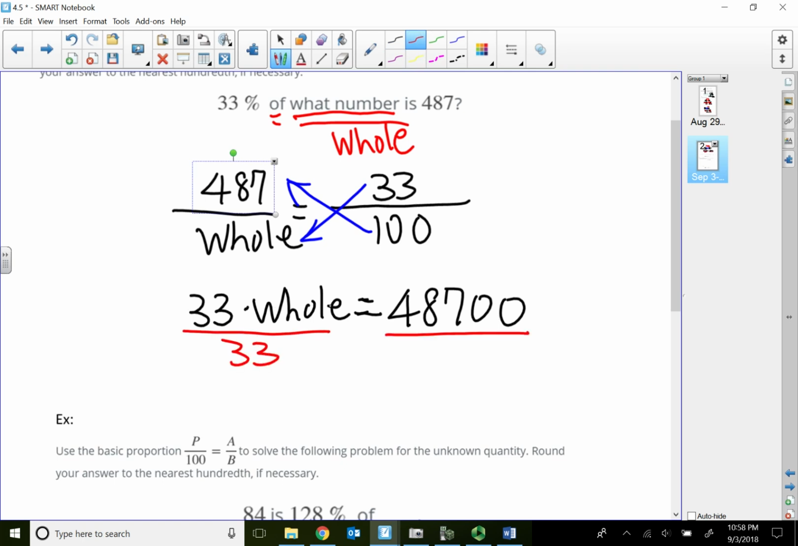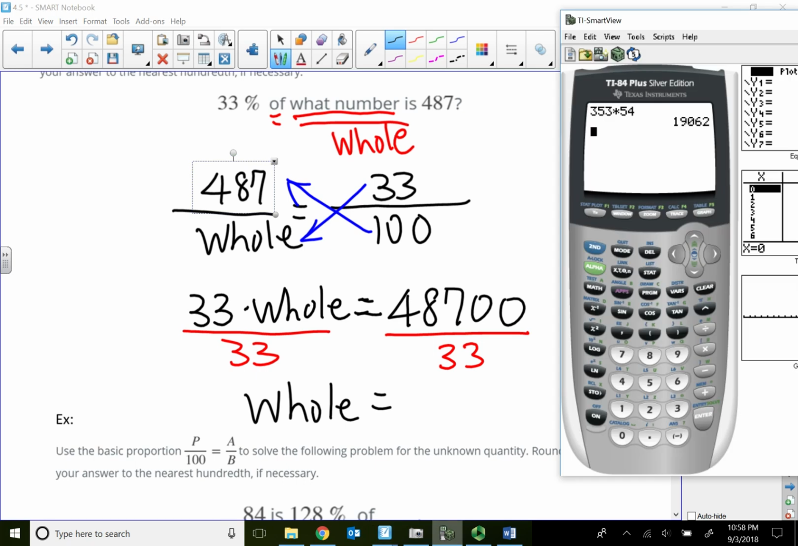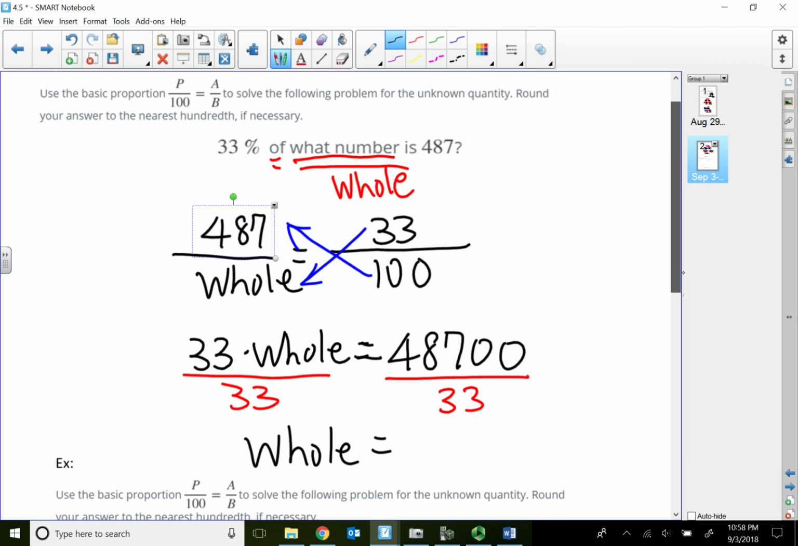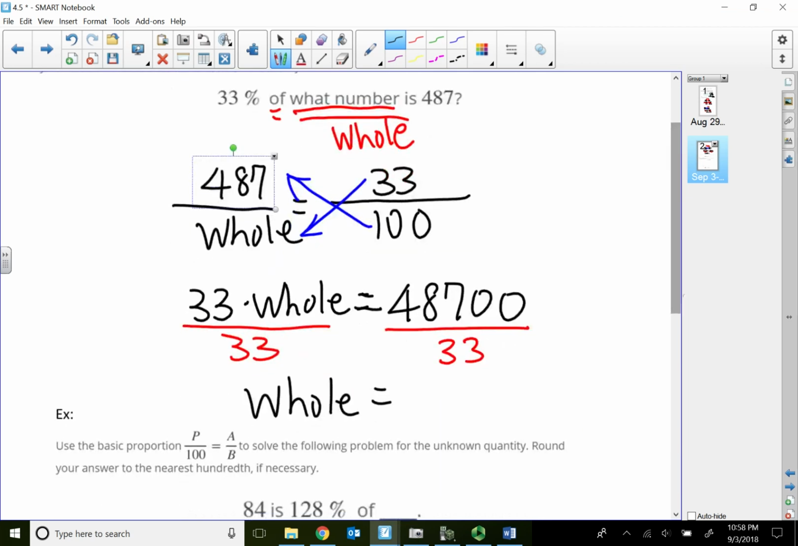So now in Module 9, we'll talk more about how to solve equations. Here, most students just kind of remember. So the whole is 48700 divided by 33. So does it tell me to round? I'm sure it does. Round to the nearest hundredth.